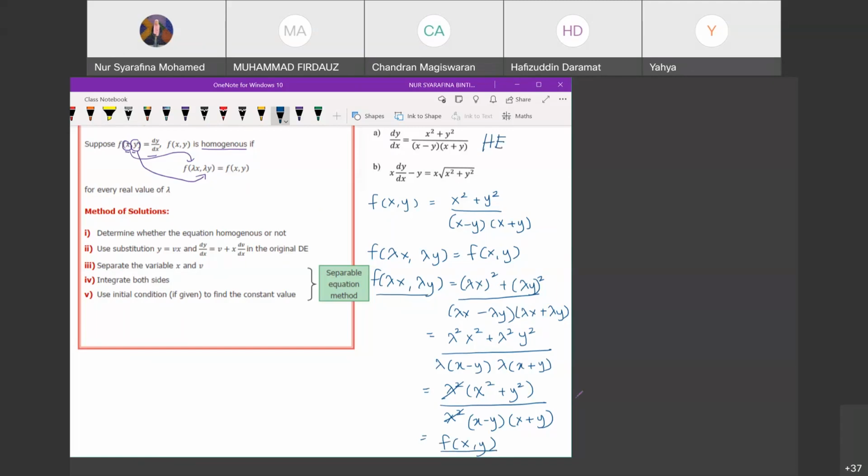Okay, understand? Okay, try to prove B. Is it homogeneous or not? Just substitute x with lambda x, y with lambda y, and then you simplify. Can you get f x y back or not? If you cannot get the f x y back, then it means the function is non-homogeneous. All right, clear everyone?